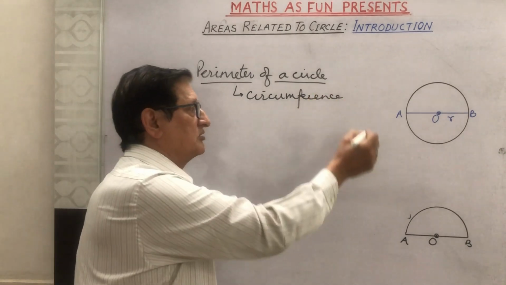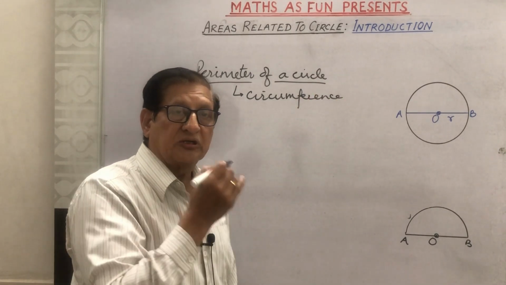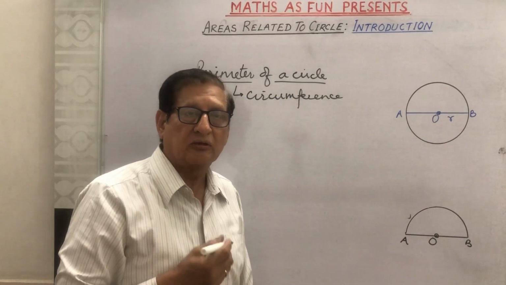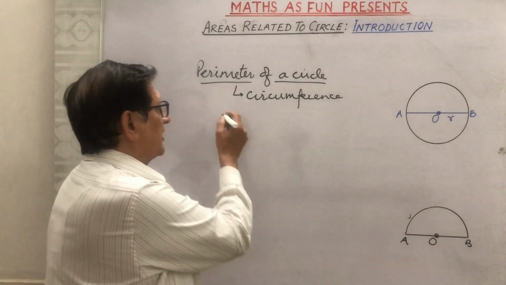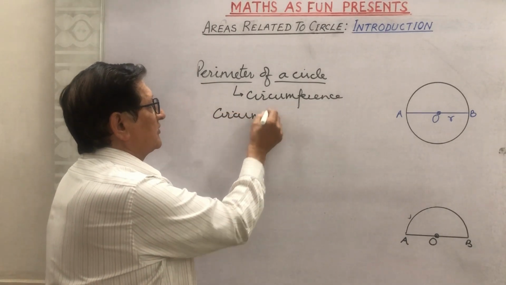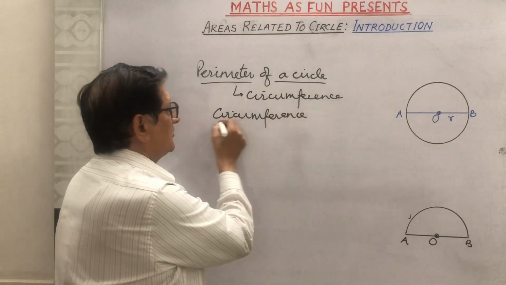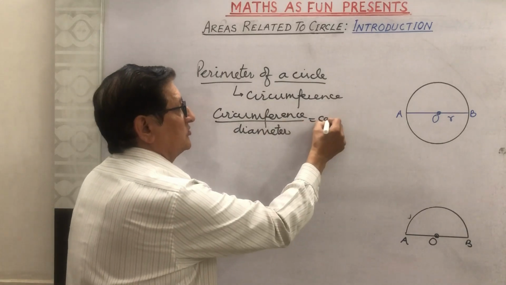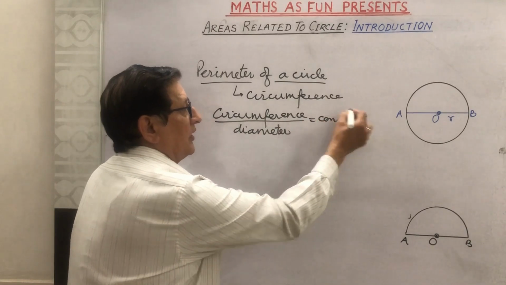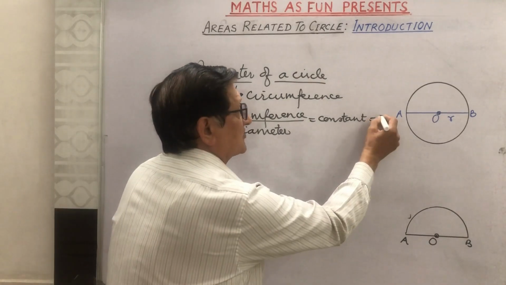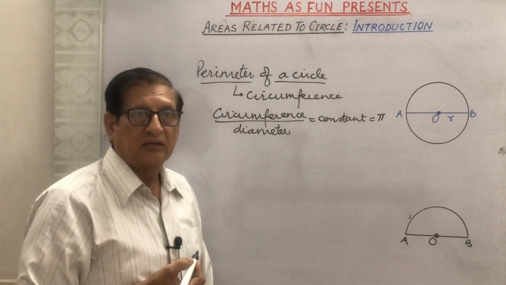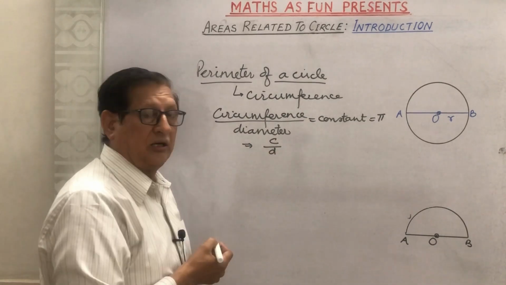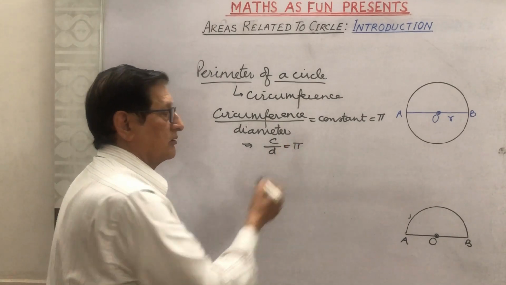We know that for any circle we draw, the ratio of its circumference to its diameter is a constant. And this constant is taken as pi. Circumference we denote by c, diameter we denote by d, and c by d is equal to pi.